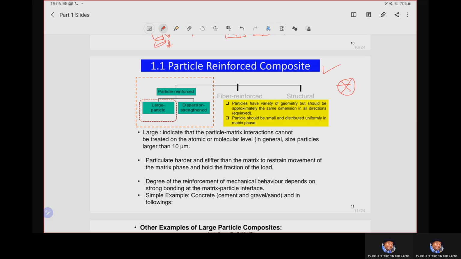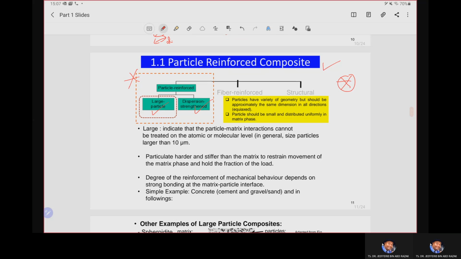All right. So there are two sub-classifications for particle reinforced composites, as you can see here, which are large particle and dispersion strengthened for finer particles. Okay, the classification is basically in terms of their size. One sub-classification is for the larger size particle, and the other is for the finer or smaller size particle. And the difference between both of them is actually based on their strengthening mechanism. So the larger particles and the smaller particles absolutely give different effects in terms of the strengthening mechanism.